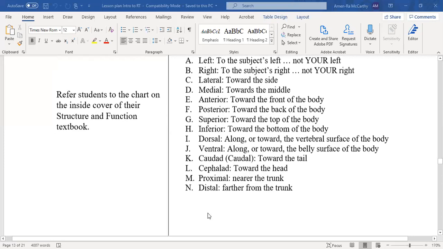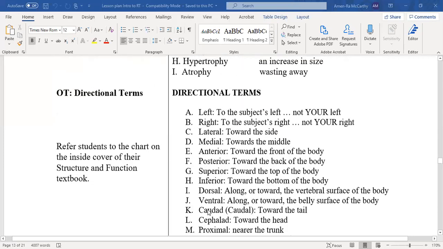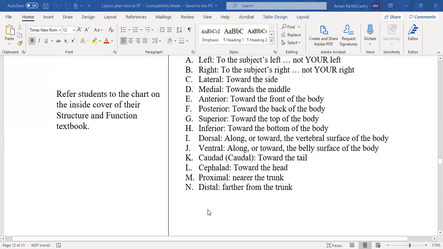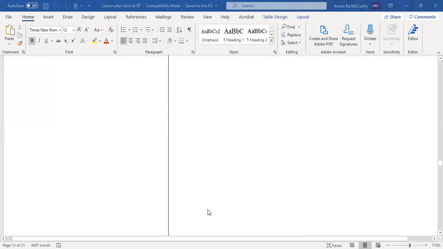All right. So those are some of the directional terms that you will see in respiratory.